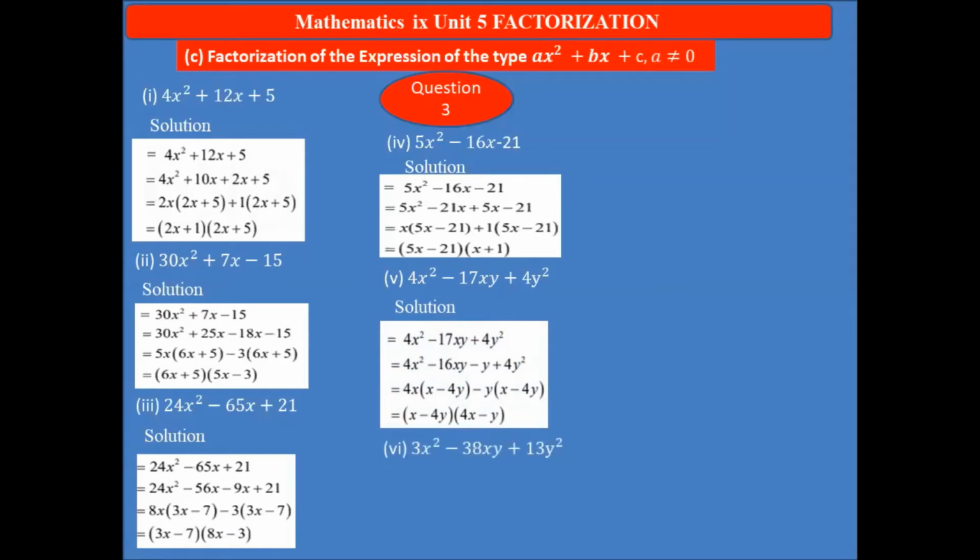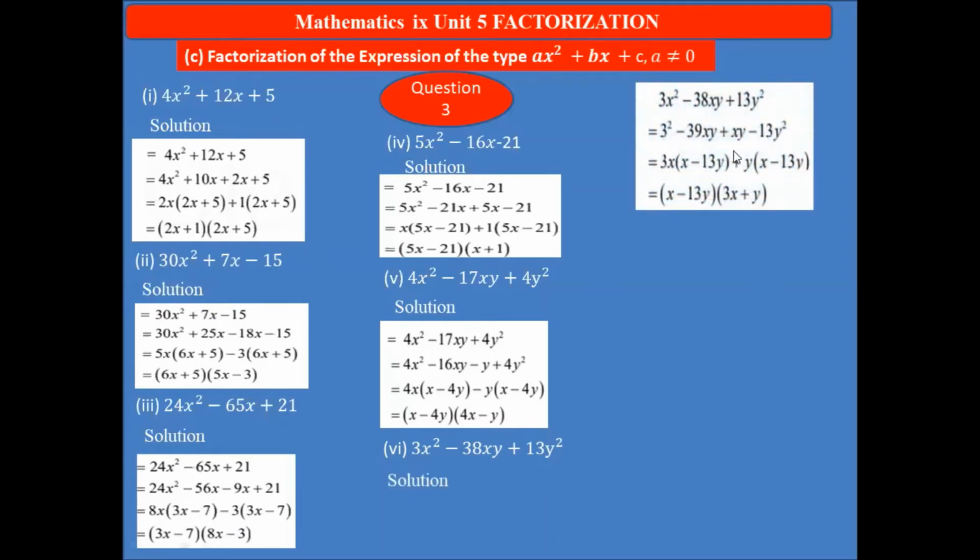Part 6, 3x square minus 38xy plus 13y square. When we multiply 13y square with 3x square, we have 39x square y square. So simply, we have 39 and 1 as two factors. When we add up these two factors, we have minus 38. When we multiply, we have 39x square y square. So 3x square minus 39xy plus xy minus 13y square.